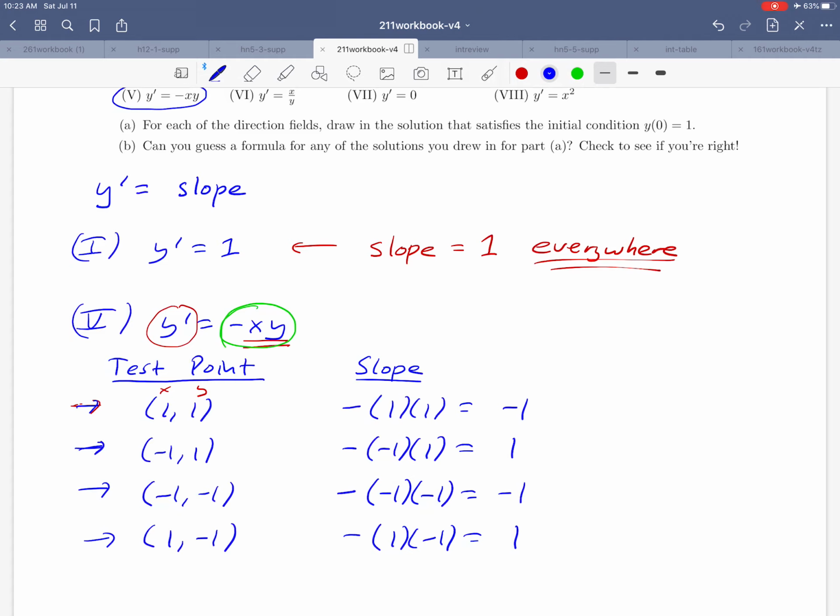So what does all of this mean? Well, it means that we're looking for a slope field where all 4 of these slopes match. So if you go to the point 1, 1, you should get a slope of negative 1. If you go to the point negative 1, 1, you should get a slope of 1, and so on down the line. Can we find a slope field where all 4 of those slopes match at the right points in our field?